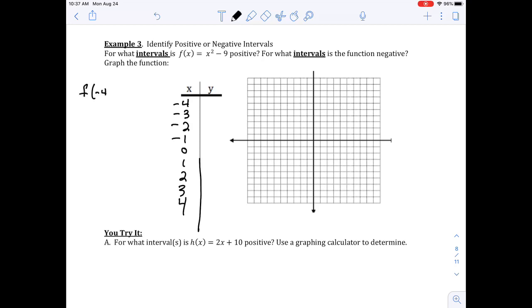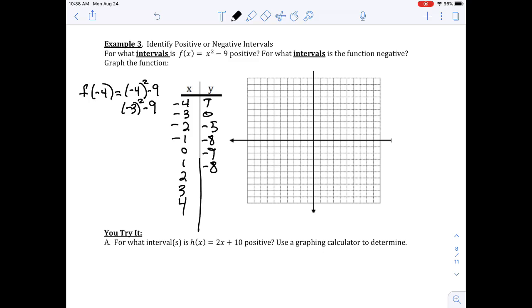All right, so I'm plugging in -4. So that would mean I'm evaluating f of -4, which means that -4 is going inside parentheses squared, subtract 9. 16 minus 9 is 7. And then I would repeat that for -3 squared minus 9, and that's going to give me 0. -2 squared is 4 minus 9, -5. -1 squared is 1 minus 9, -8. 0, -9. 1, -8.